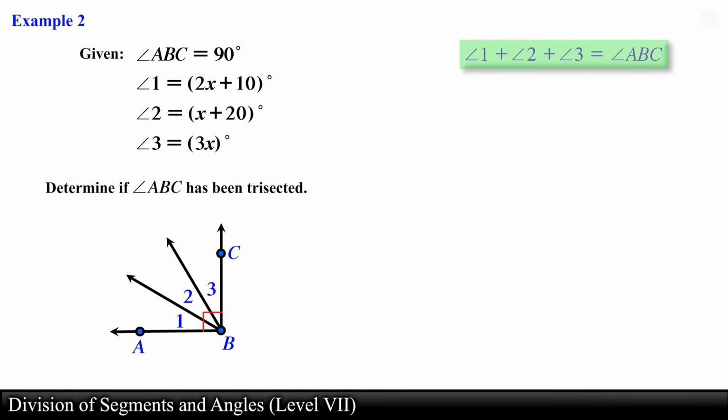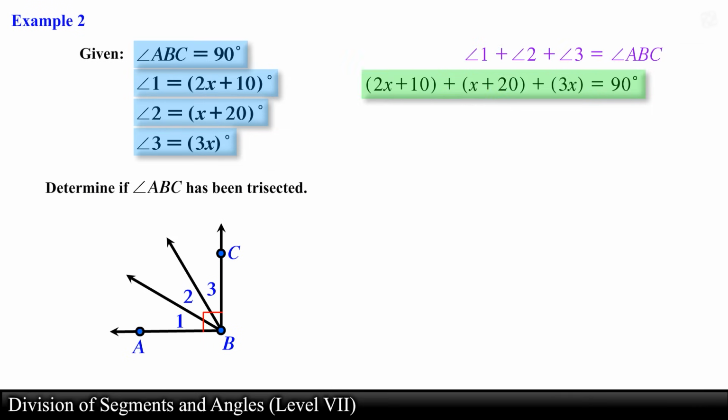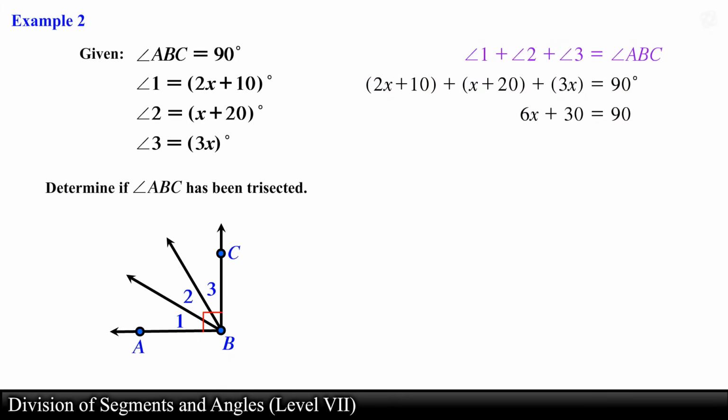With this geometric relation, we can go ahead and substitute the algebraic and numerical expressions for each angle. Doing that, we obtain the following equation. From here, we can solve for x. Let's first collect like terms. Then we subtract 30 from both sides of the equation. We then divide both sides of the equation by 6. Simplifying the expressions, we obtain 10 for the value of x.